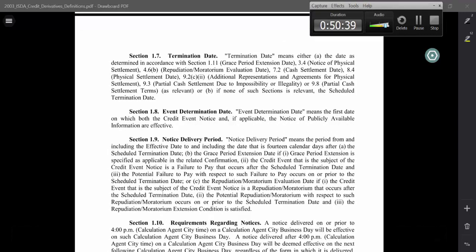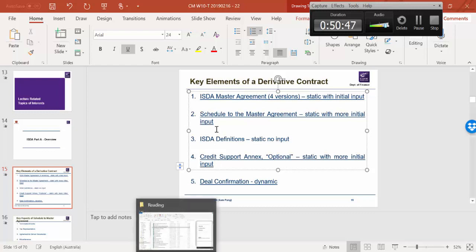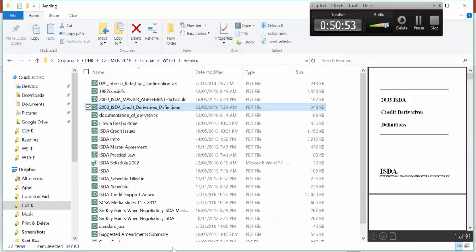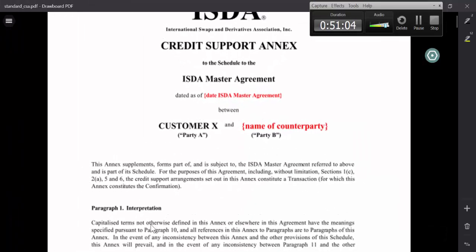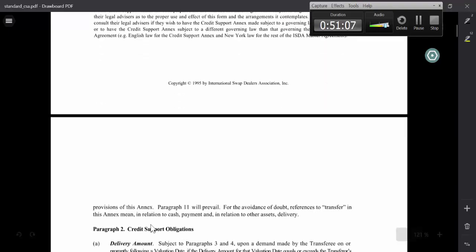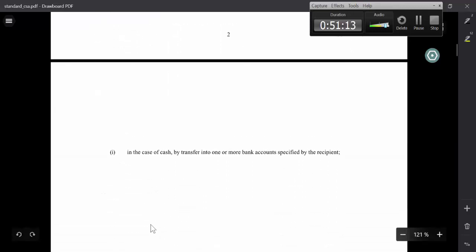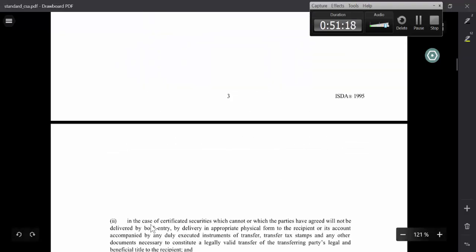Now I told you there are 5 elements, and a credit support annex, I'll show you that now. I'll show you number 2 a little later, the schedule. So you want to know what a CSA looks like. This is a credit support annex issued by ISDA. And like I said, now this one is less complicated, but it talks about transfers.